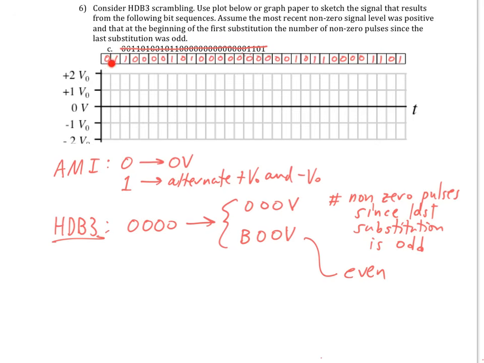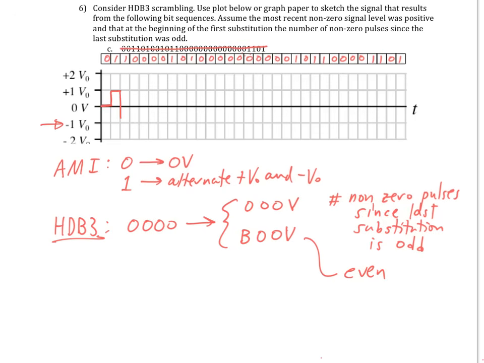What I've done here is I've sketched out a bunch of bits, and down here I'm going to draw this pattern, this AMI pattern with HDB3 scrambling. Okay, so let's see here. We start with a 0, so that gives us a 0 voltage. Now we have a 1, and a 1 means we alternate between plus and minus V. But we don't know what the previous one was. Let's assume that it was negative. The last non-zero voltage before we got to the starting point here was negative. That means that our 1 is going to take us up to a plus V.